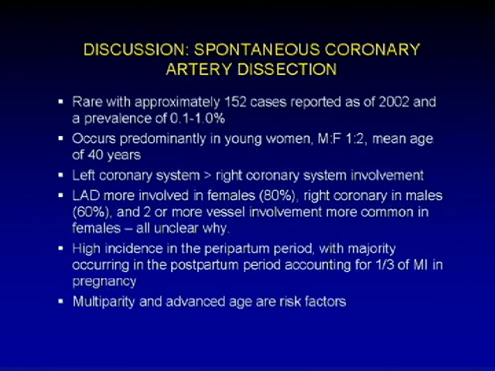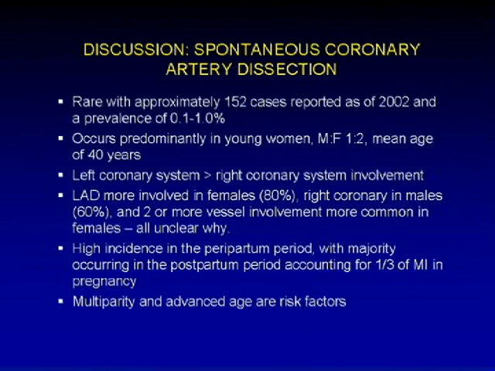So, spontaneous coronary artery dissection is a rare diagnosis with a pretty low prevalence, as you can see here. It occurs predominantly in young women with a male to female ratio of 1 to 2 and a younger age of onset with a mean age of 40. The left coronary system is more commonly involved than the right coronary system. Interestingly, the LAD is more commonly involved in females, while the right coronary system is more commonly involved in males. And 2 or more vessel involvement is seen more commonly in females, and the reasons for all of these is unknown.